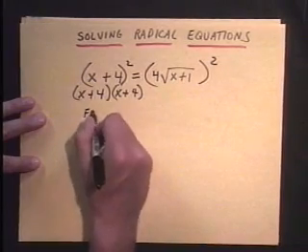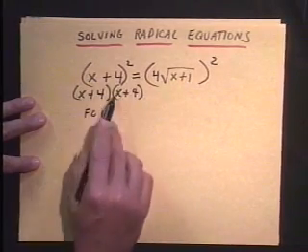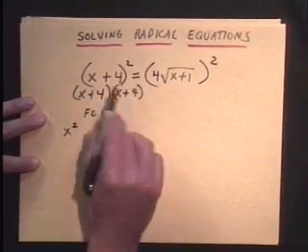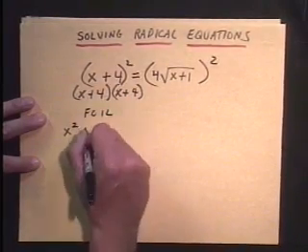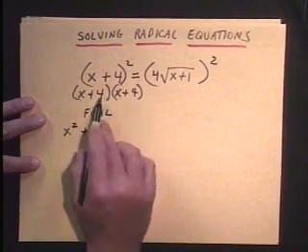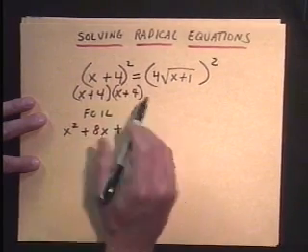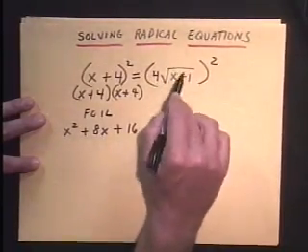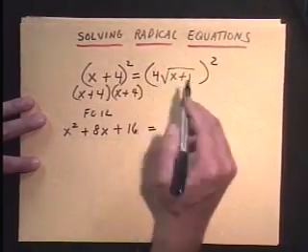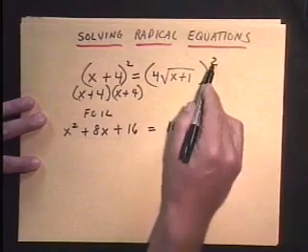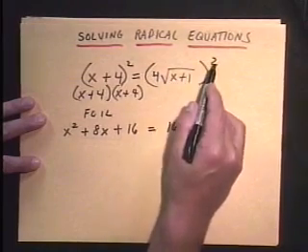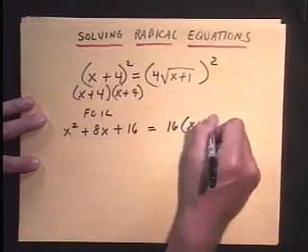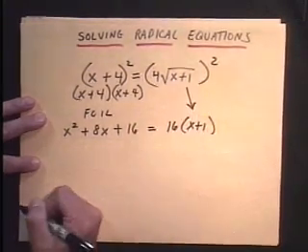So if you want to write out FOIL here, x times x, x squared. The outside two terms, 4x plus 4x, gives me plus 8x. 4 times 4 is plus 16, so all kinds of good stuff in this one. Equals, when I square this, what happens? Well, if I square the 4 inside here, I get 16. And when I square the square root, what happens? Oh, those arch enemies there wipe each other out. You just get the x plus 1 hopping right on out of there.